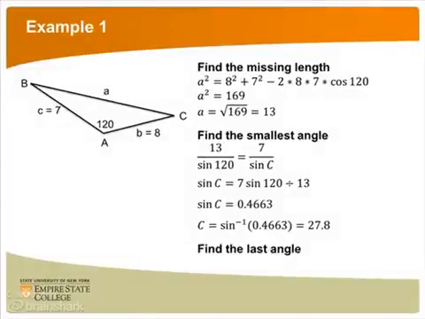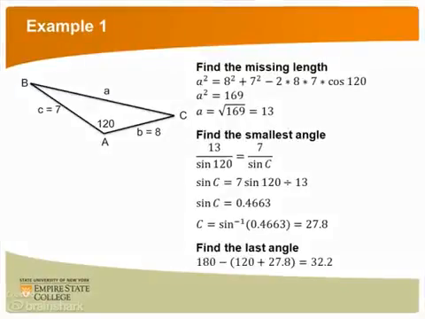Now we can find the measure of our last angle. We subtract the sum of the measures we do know from 180 degrees. This tells us angle B measures 32.2 degrees.